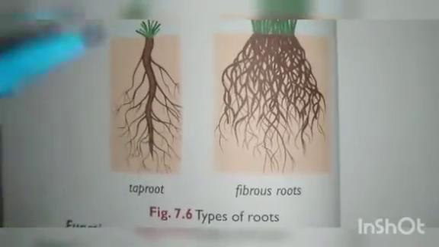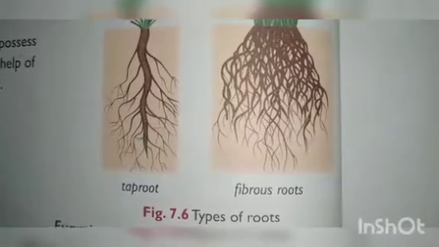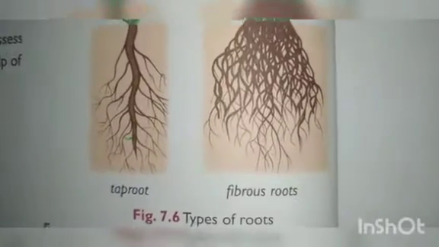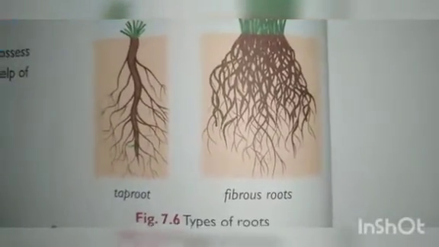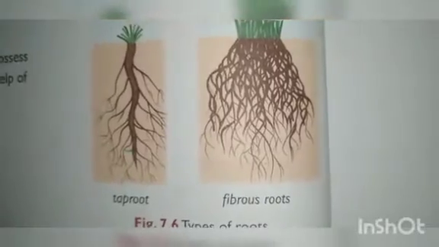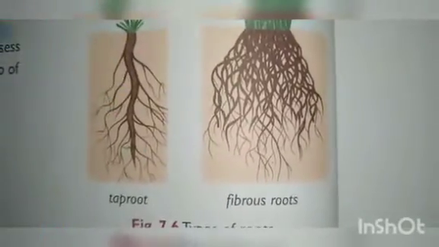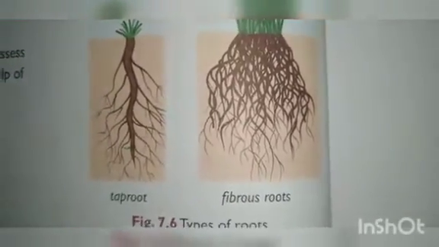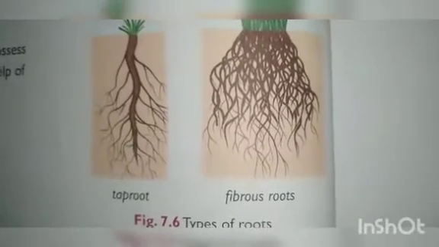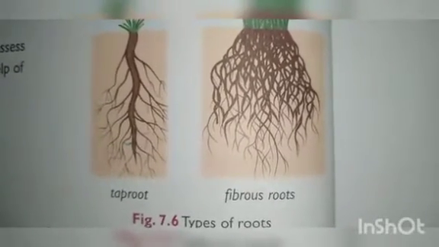And these roots also hold the soil particles firmly to prevent soil erosion. So if you grow many plants, since these roots go very far downwards, this helps in the prevention of soil erosion.